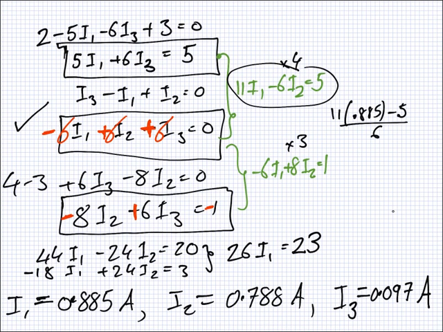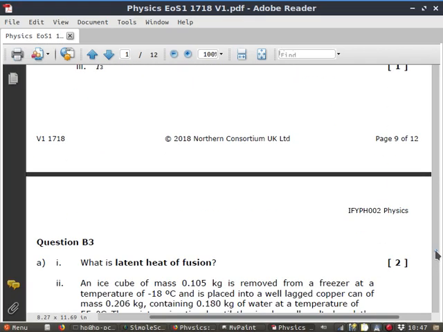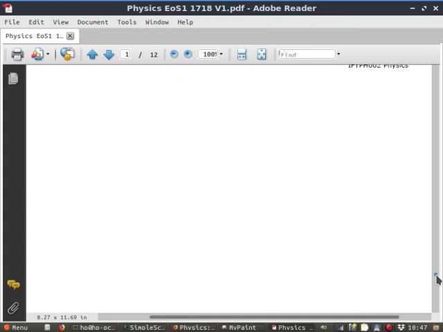Okay, so that's the Kirchhoff question then. So we'll write that down, and then I think that finishes off this question nicely. So then next time we have a look at the materials question.